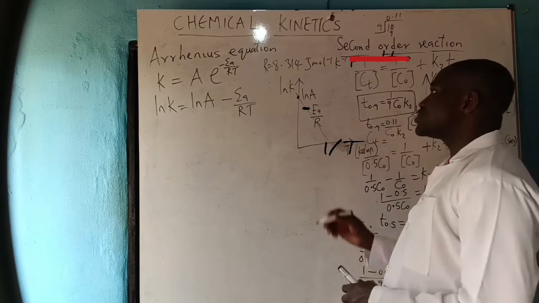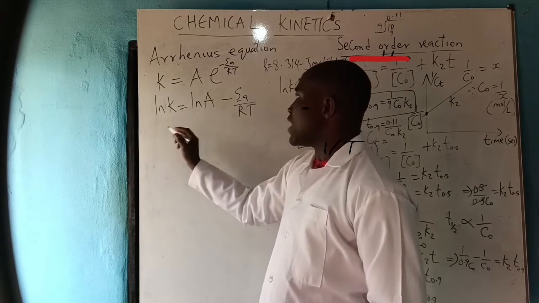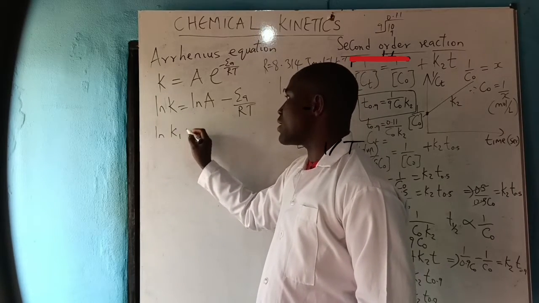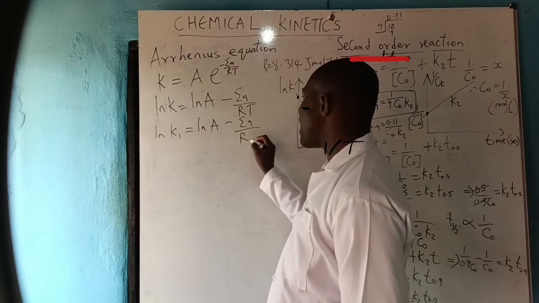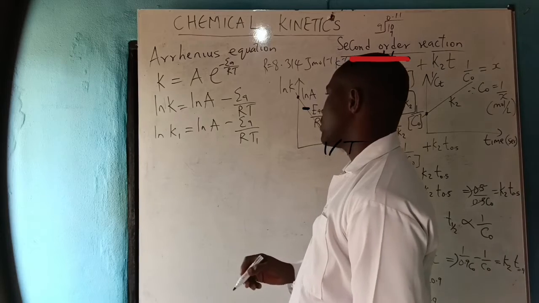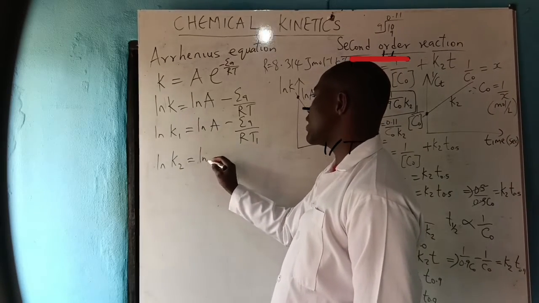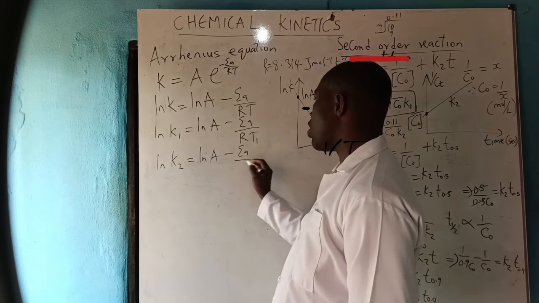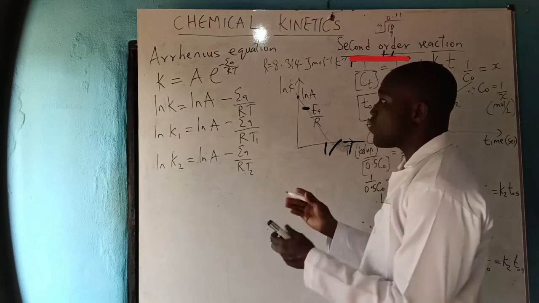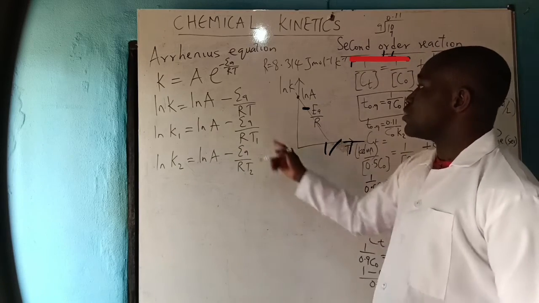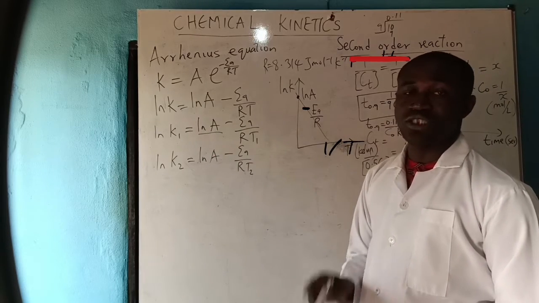Then it's also when you have different rate constants, you now say that ln K1 is equal to ln A minus EA all over RT1. Then the second one should be ln K2 equals ln A minus EA all over RT2. That means the rate constant and the temperature are where the variation comes in. From here, the A is called the frequency factor.